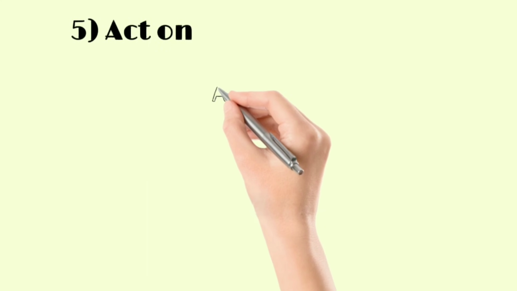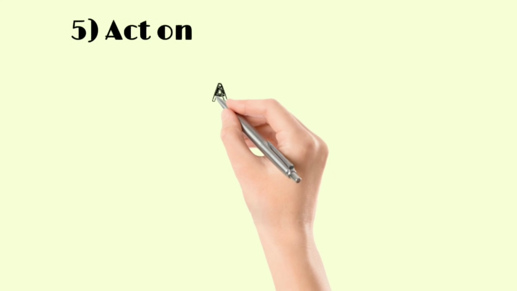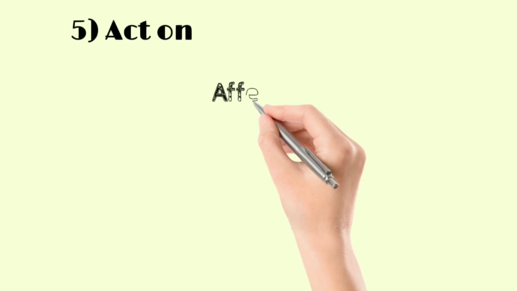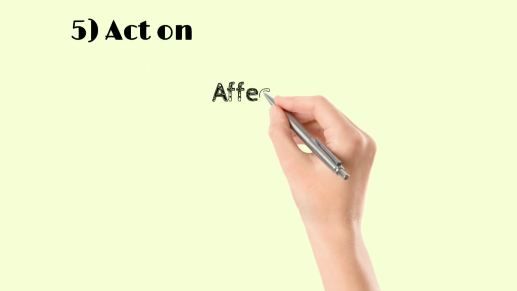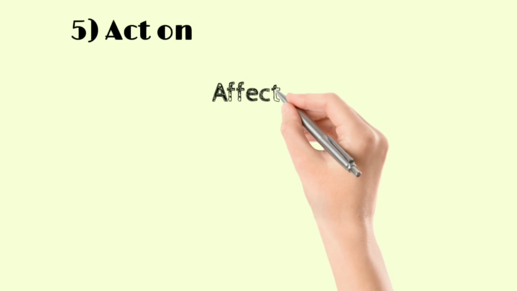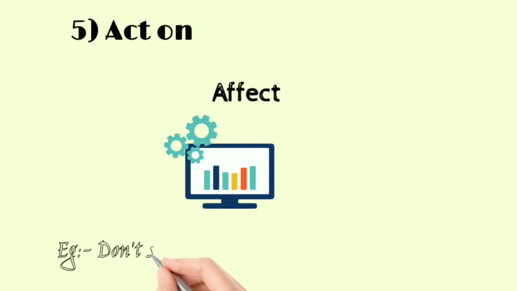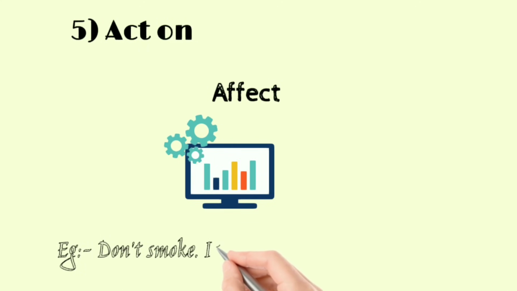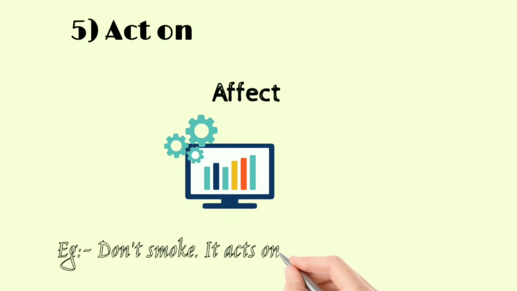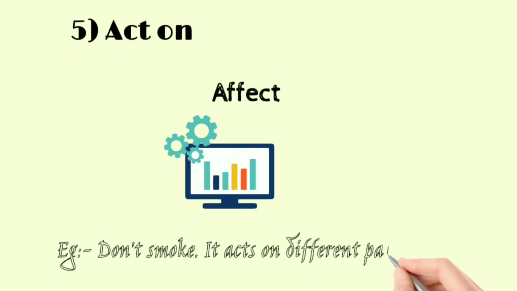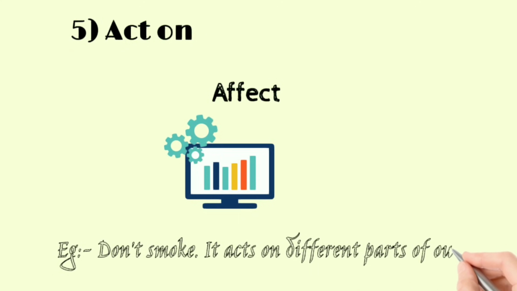The next one, fifth one, act on. We know the meaning of act and we know the meaning of on, but it's not the meaning of act on. Act on means affect. For example, don't smoke. It acts on different parts of our body. It acts on means it affects. It comes as a subject, so we use the S form, acts on.